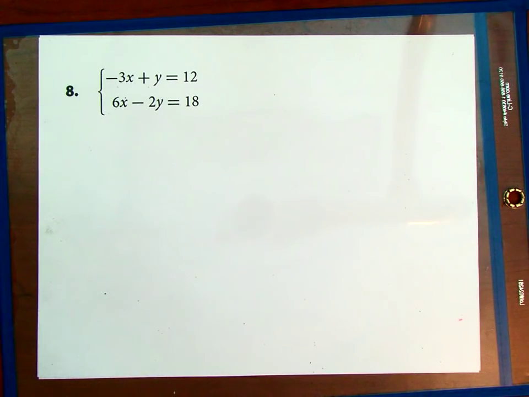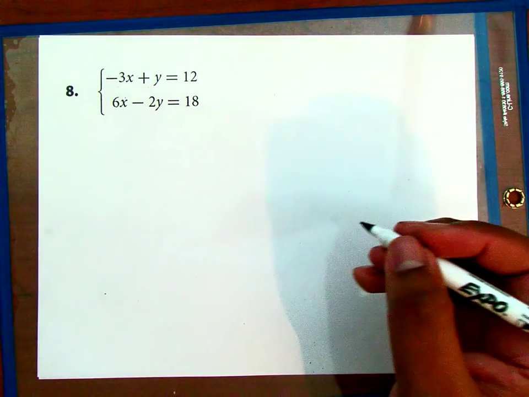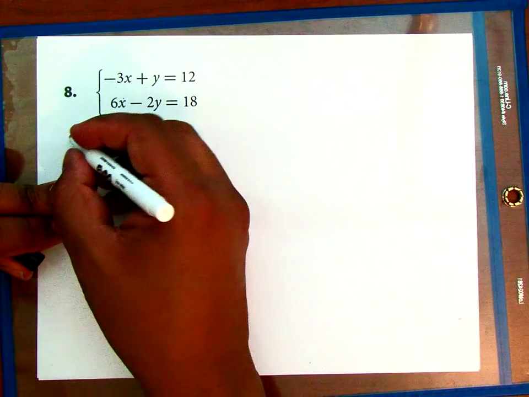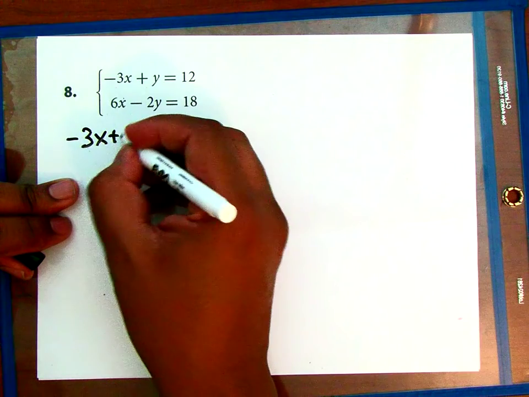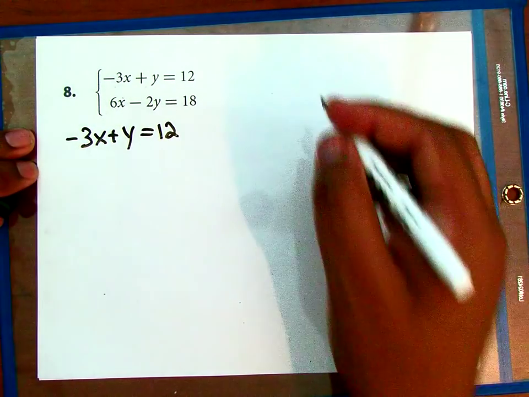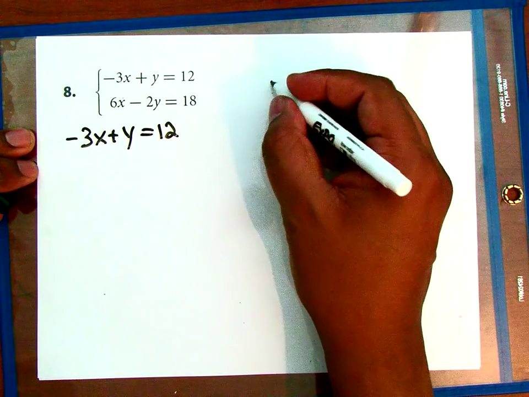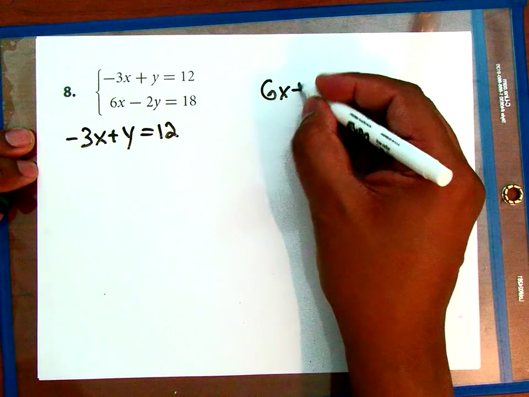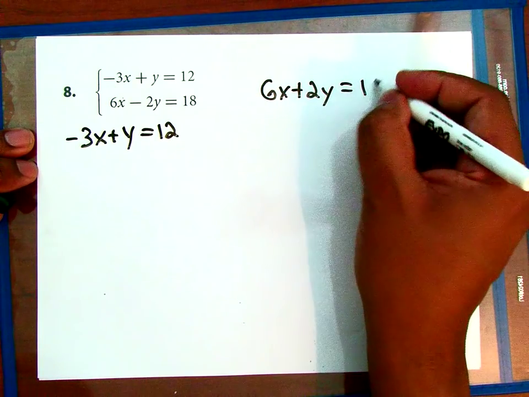All right, so we're going to start off. We're going to go ahead and decide which one we're going to solve for. We're going to solve one equation for x or y, substitute, and then plug it in to figure out the other missing variable, if we can. So I'm going to write both of these equations out. Negative 3x plus y is equal to 12. 6x plus 2y is equal to 18.